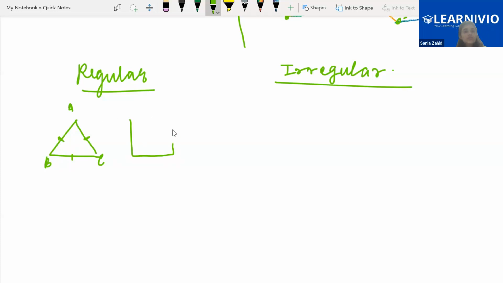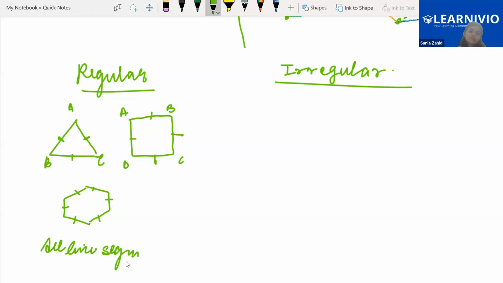Now I draw a square. Again, I name it A, B, C, and D. All the lines of this square are also equal. Now I draw a hexagon. All the lines of this hexagon are equal as well. So a polygon where all the line segments are equal is known as a regular polygon.